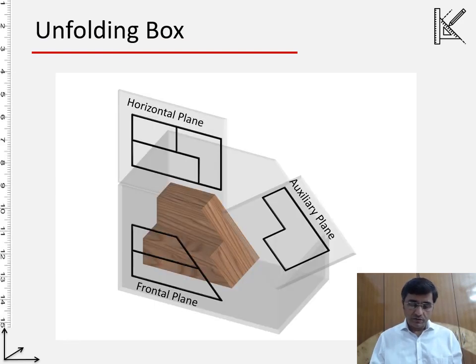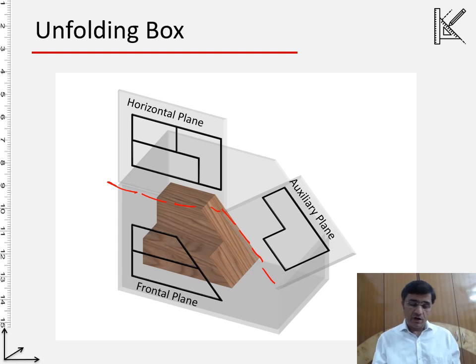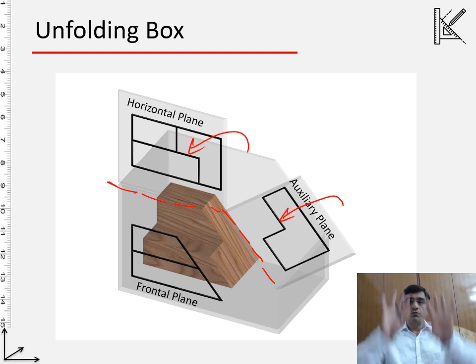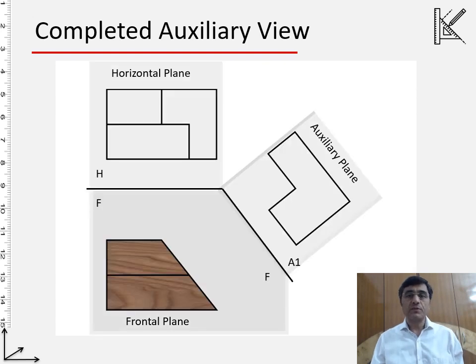Now how will we unfold it? As we have seen, we have the hinge lines at their respective places, and about these hinge lines we are unfolding these planes. So the auxiliary plane, horizontal plane and the frontal plane all come in one plane. Okay, and using this we will be able to create the complete drawing. So this is a 2D drawing where we have the horizontal view, the front view and also the auxiliary view.